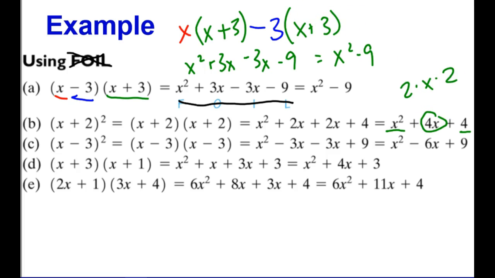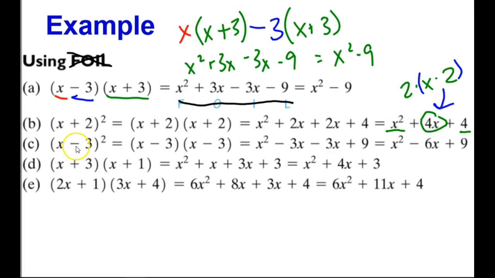So inside my parentheses, I had x and 2, so I multiply those two together, and then I multiply it by 2. That's always going to get me my middle term here. I can always follow the same method that I did above to find these, or I can start to notice some patterns.